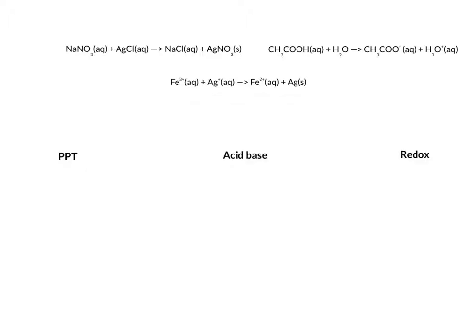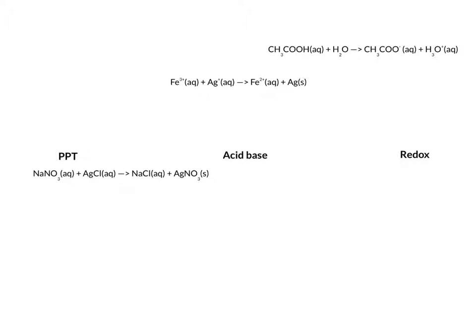Let's practice categorizing these reactions into one of the three categories. So let's start with this first reaction here. We have sodium nitrate plus silver chloride forming silver chloride aqueous and silver nitrate solid. So you'll notice that we have an ionic compound and another ionic compound combined together. And when we do that, we form a solid and another aqueous ionic compound. That's exactly the characteristics that we said define a precipitation reaction. So this is a precipitation reaction.